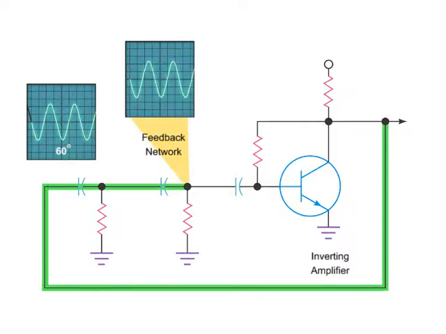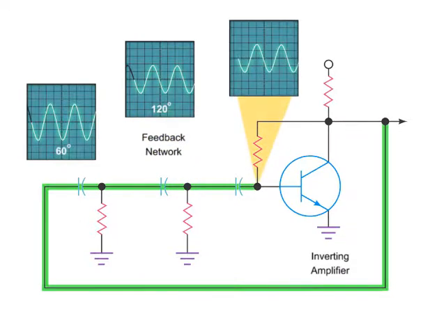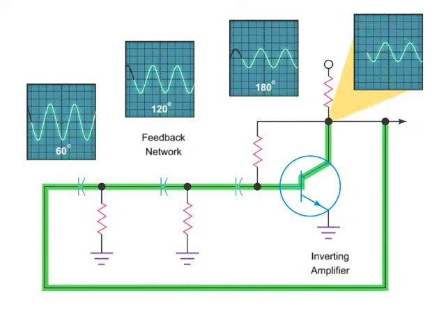However, passing through each unit will also incrementally decrease the size of the signal. So, by the time the signal leaves the network, it will be 180 degrees out of phase and reduced in size. Finally, the 180 degree out of phase attenuated signal will pass through the inverting amplifier, where it's amplified and shifted 180 degrees back into phase.